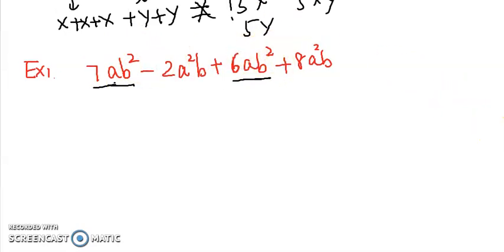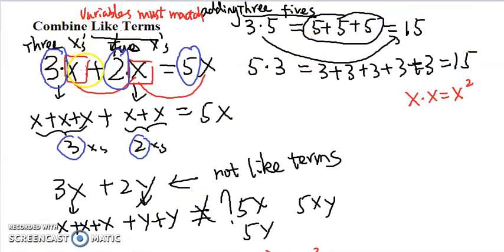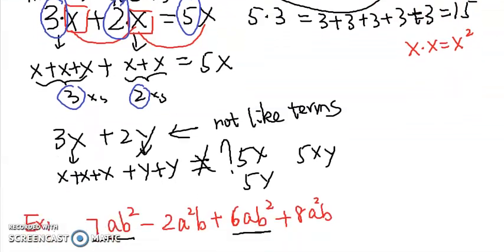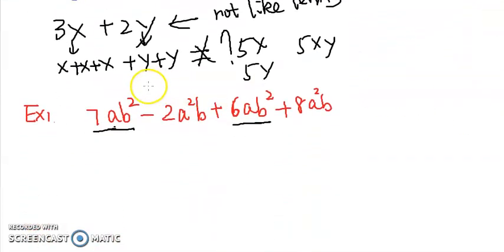And again, when you combine like terms, when you do addition or subtraction of variables, we must make sure the variables match, or we call them like terms. We can only add or subtract the like terms. So notice these two are like terms. And similarly, a squared b and a squared b are like terms, they match.